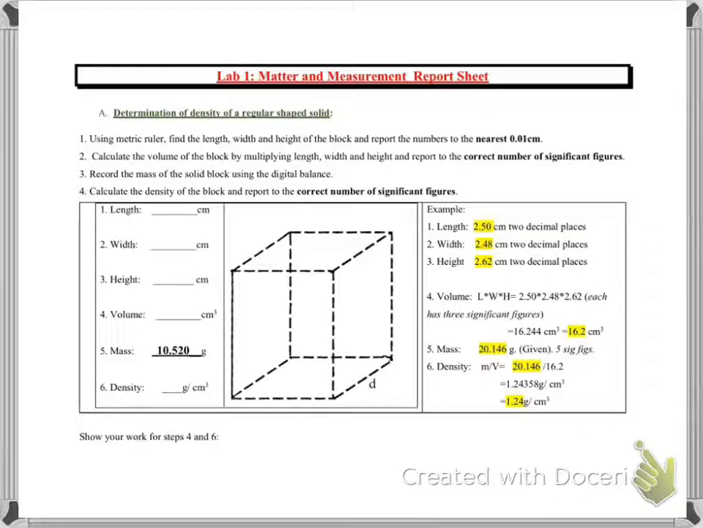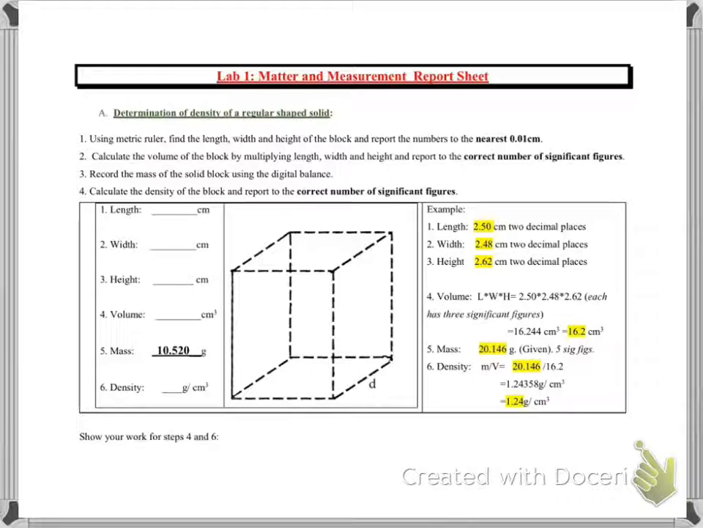So this is your lab 1 matter and measurement report sheet. This is what you have to do and submit it on Canvas. Your very first experiment is determination of the density of a regular shaped object.